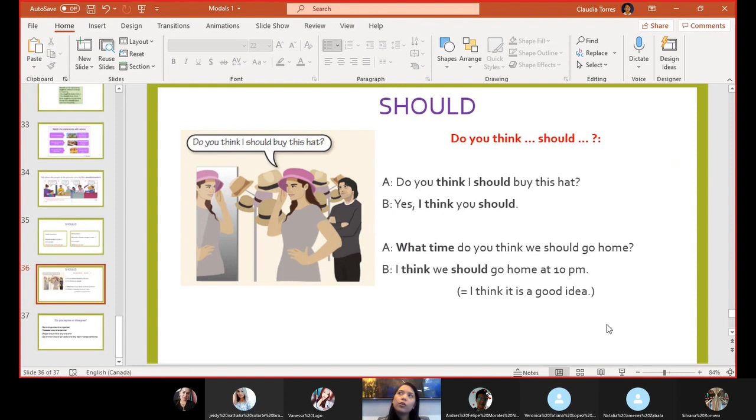So usually you're going to ask, let's say you ask a friend for a suggestion, and then you say, oh, do you think I should buy this hat? Do you think, right? And then your friend may answer, yes, I think you should. Or no, I think you shouldn't buy that hat. Okay.